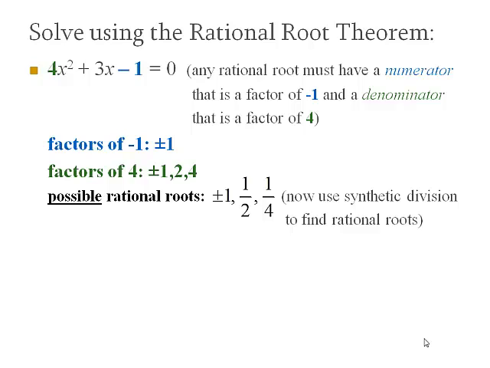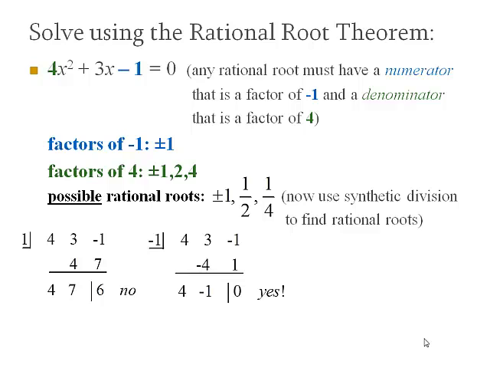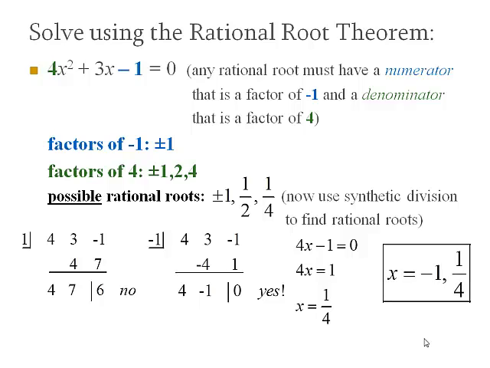Now we would use synthetic division to find which ones work, because we have a list of 6 possibilities, and we know there can only be 2. So we would use synthetic division, and first we would try 1. And you can see we have a remainder of 6. So that doesn't work. Then we try with negative 1. That has a remainder of 0. So that works, yes. And that leaves you with 4x minus 1 equals 0. We solve that, and we can figure out the other one. And look, x equals 1/4 is also on our list. So our answers are negative 1 and also 1/4.